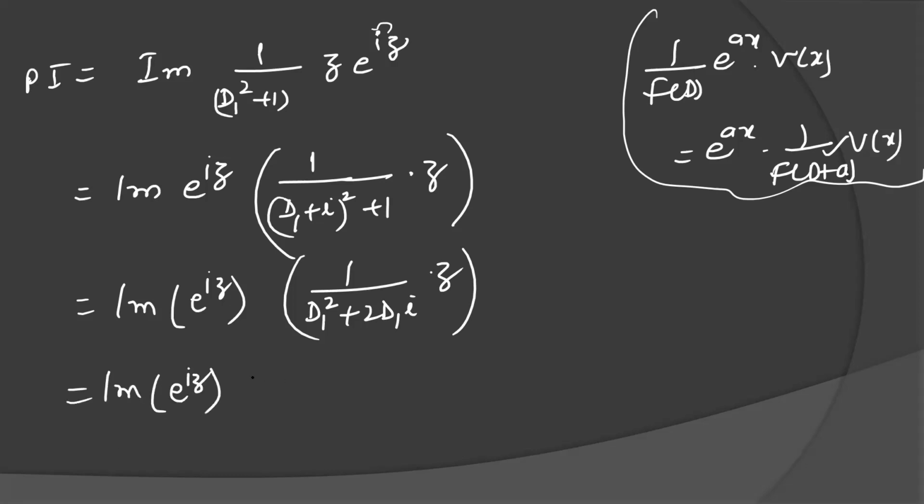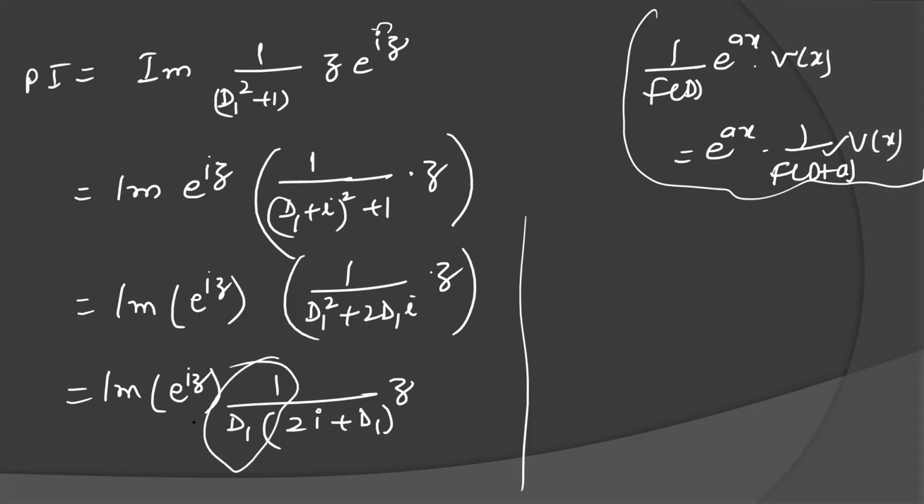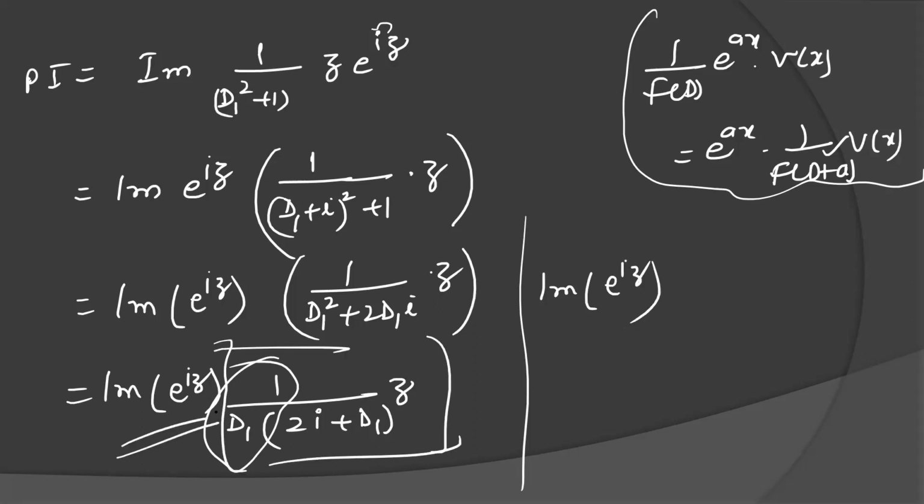e to the power iz. You can take D1 common. It will become (2i plus D1) into z. D1 if you take, 2i plus D1. 1 upon D1 means integration, D1 is derivative. So it will become e to the power iz, and it will operate on the right hand side only. This is meaningless here.